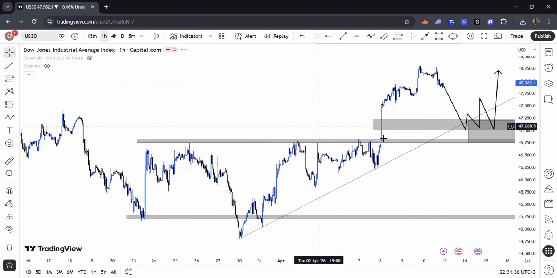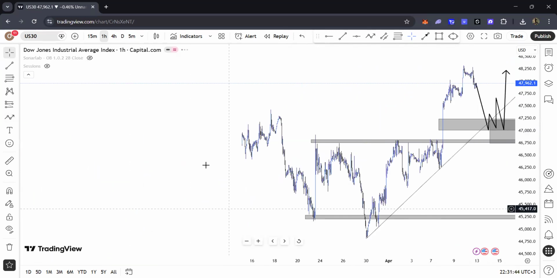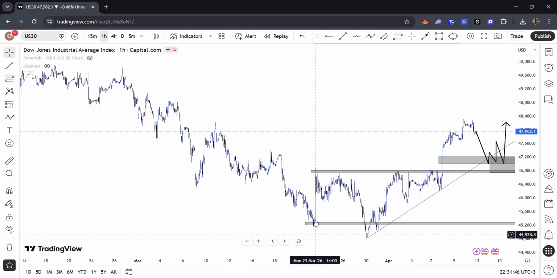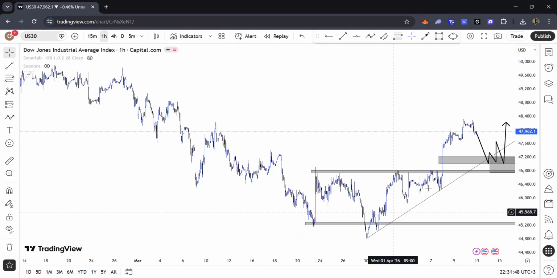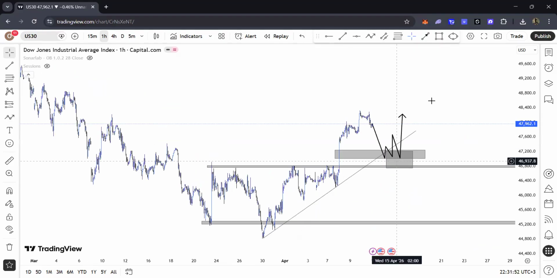But you can see that we may have this retracement. The inverse head and shoulders is here. I hope you can see it. This is the inverse head and shoulders. This shoulder, then the head, then the shoulder, then the breakout, then the retest is here. Then we may have a push to the upside. So we have to be waiting for that to see.